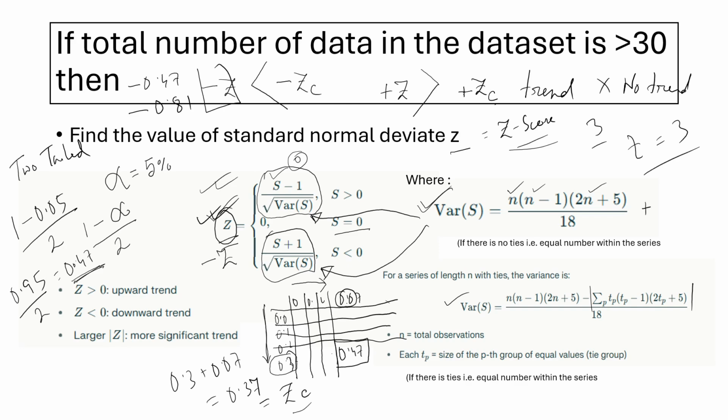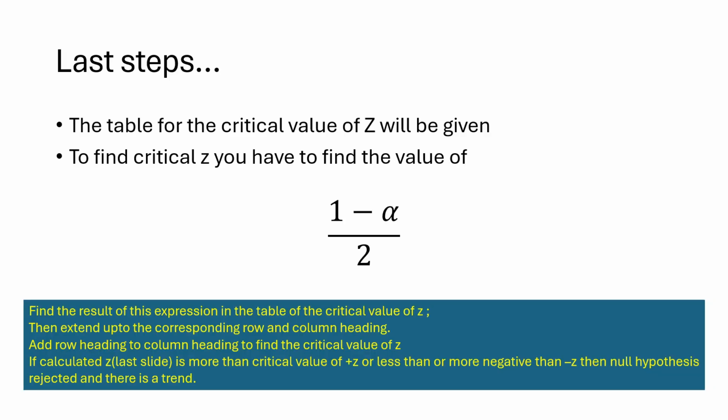Remember, Z value comes into play if and only if the number of data in your data set is more than 30. If not, just calculate the tau, and in tau also there will be a table. If your tau is more than the critical tau, then your data set has a trend. If not, your data set has no trend. So it is as important as that. I have already discussed this.